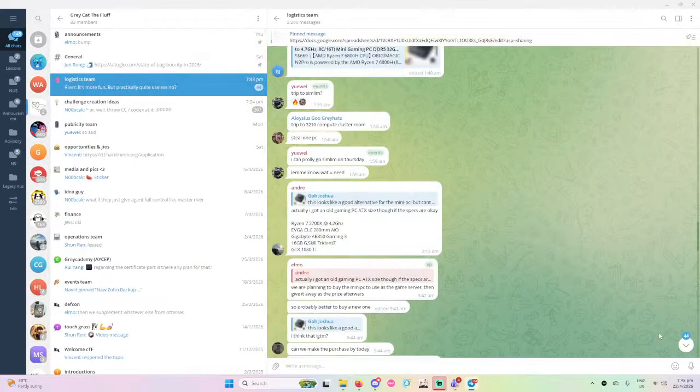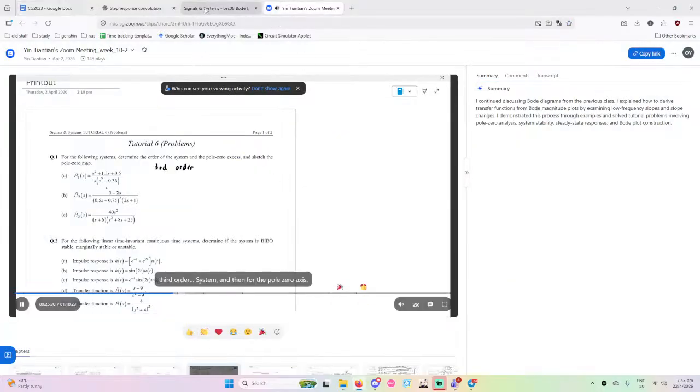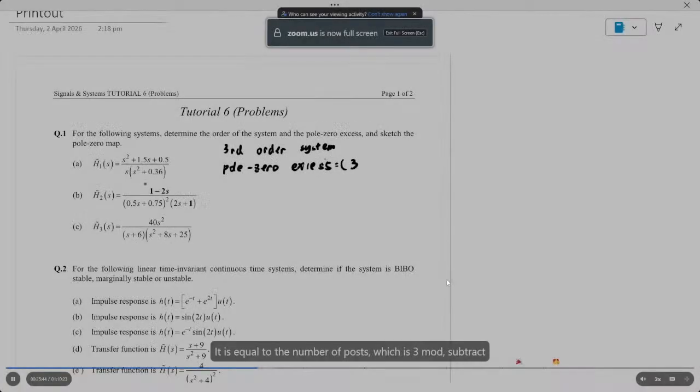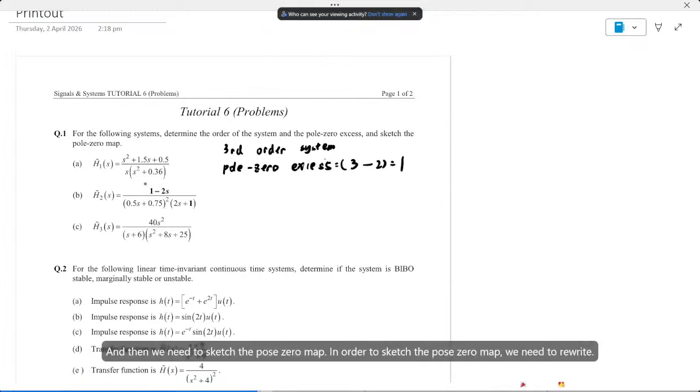So here for question 1, pole zero excess, sketch the pole zero map. Since the number of poles is equal to 3, it is a third order system. And then for the pole zero excess, it is equal to the number of poles, which is 3, minus the number of zeros, which is 2, so it is equal to 1.